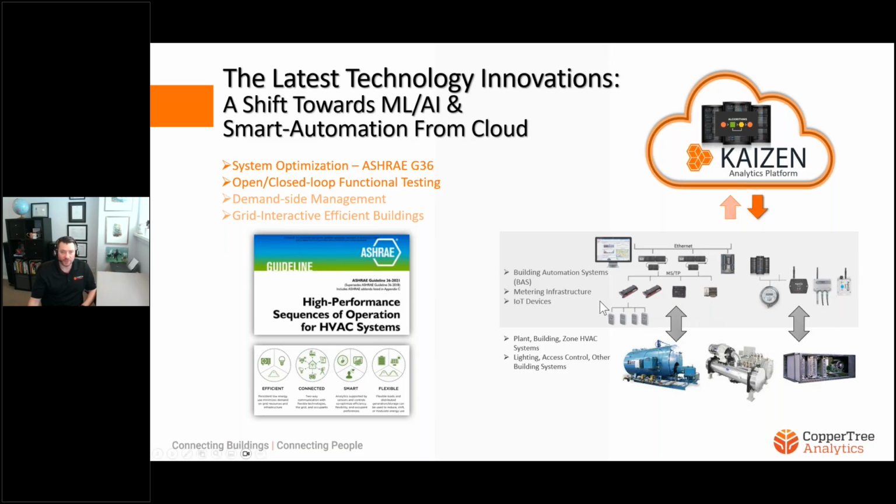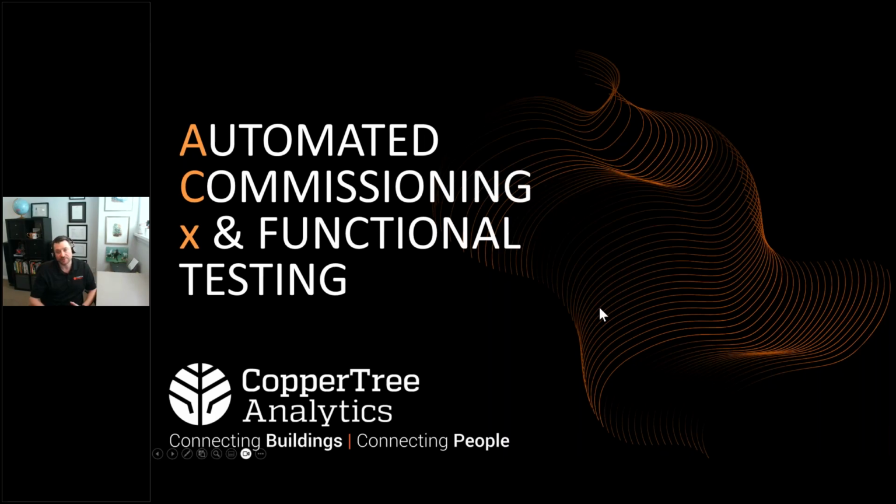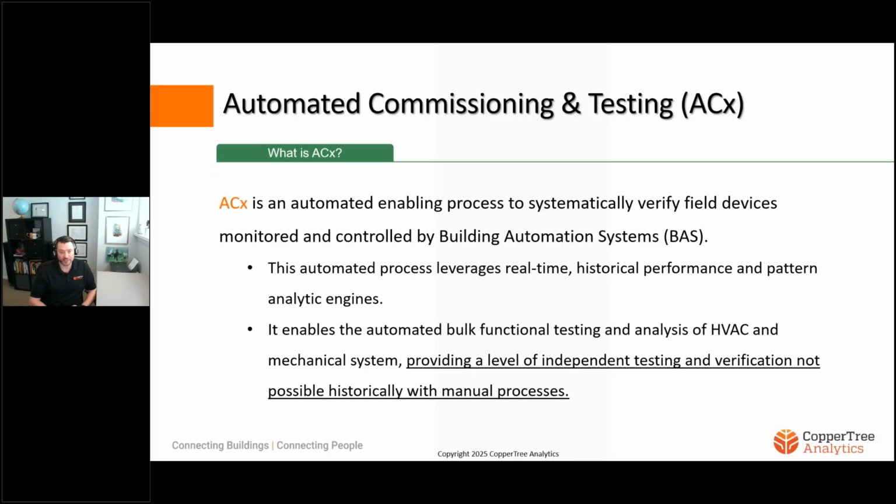So without further ado, we'll start talking first about the automated commissioning and functional testing, or ACX, piece of the puzzle. Now, ACX is an automated and enabling process. What it will help with is verifying devices which are controlled by a building automation system in situ, so they're installed already in a building. The process leverages real-time data, but also, if we have FDD and historical performance data there, it will leverage those engines as well. So adding ACX to an existing FDD platform adds a certain advantage.